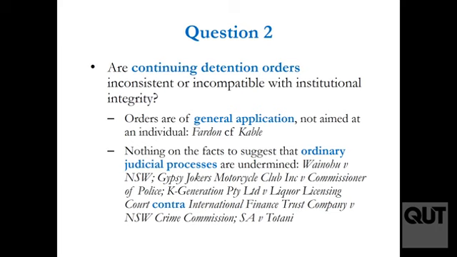So you might cite the cases that I have on the slide. So Wainohu and New South Wales, Gypsy Jokers and K-Generation, they're all the bikie cases. But you would contrast it with decisions like International Finance Trust and South Australia and Totani. Okay, so you might want to be familiar with at least the facts of these cases and how the Kable Principle was applied. So basically the Kable Doctrine has broadly had mixed success, I guess.